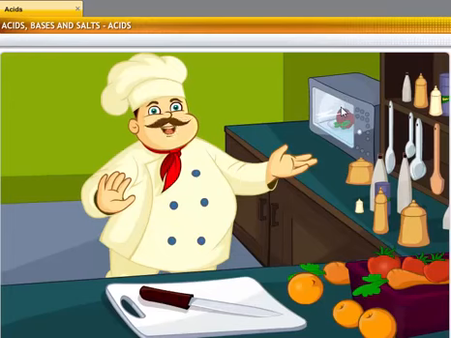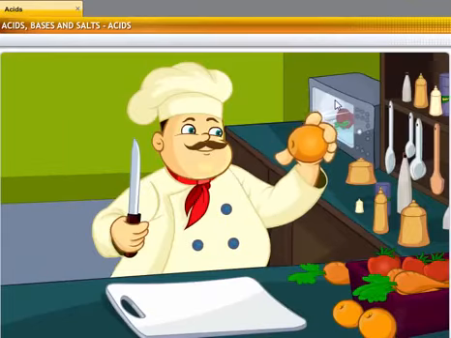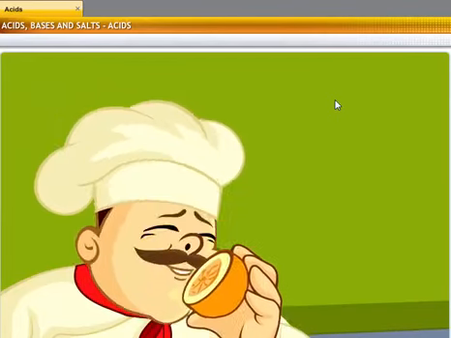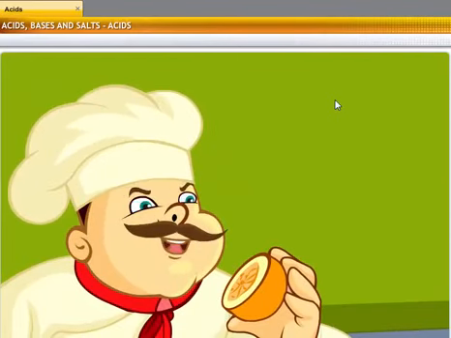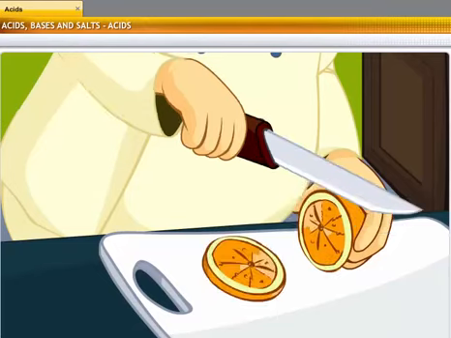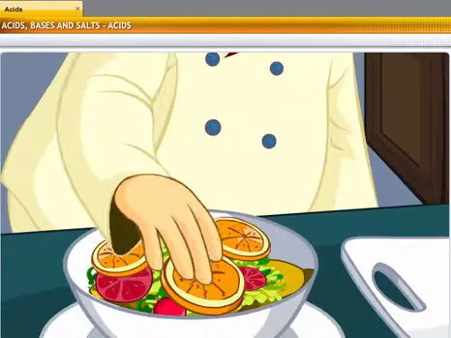It's the start of another day at my restaurant, and I'm gathering the freshest ingredients before I begin cooking. Oranges are great to add tang to any dish. Oranges are tangy because of the acid they contain. In fact, the word acid comes from the Latin word acidus, which means sour.